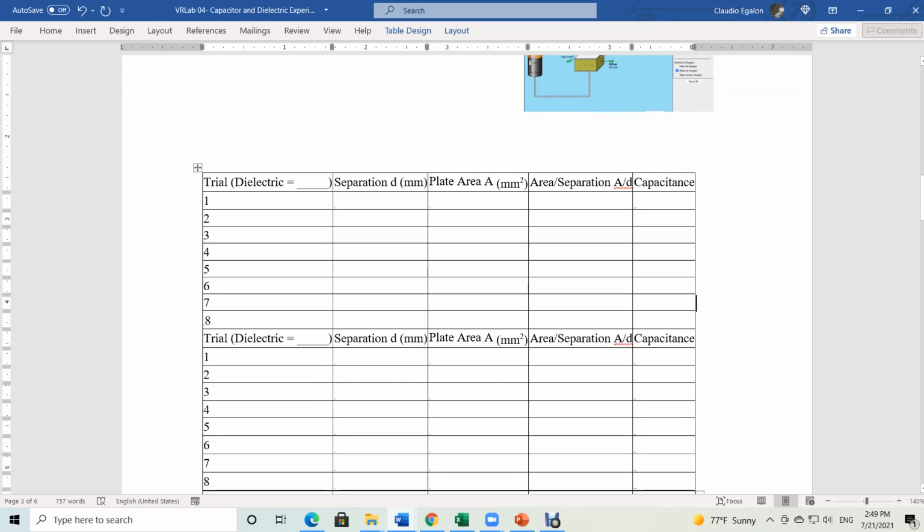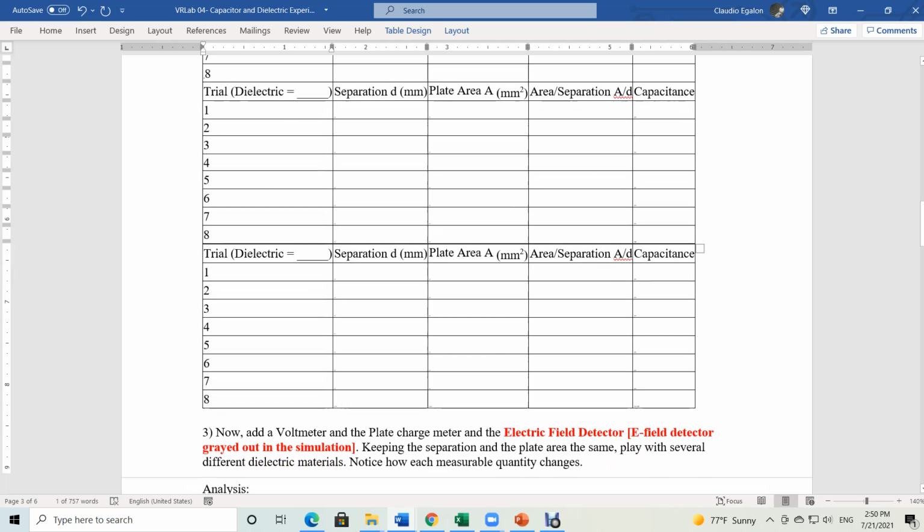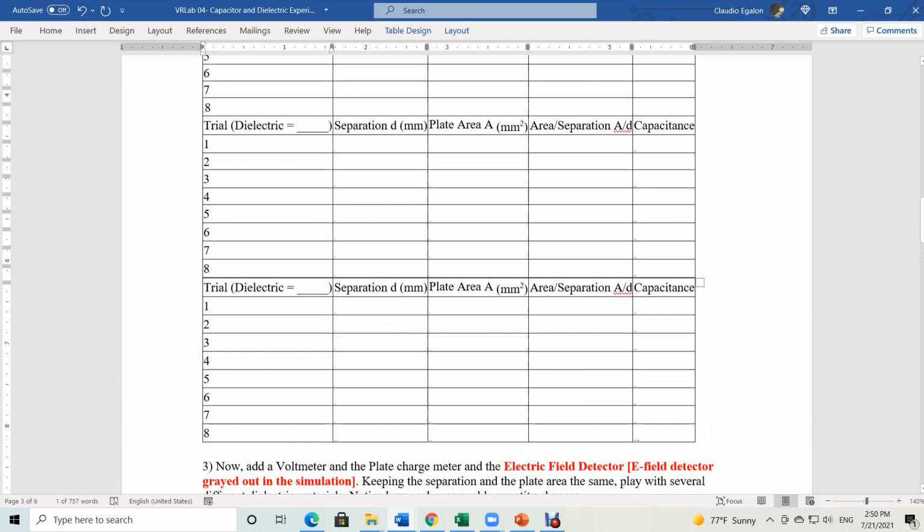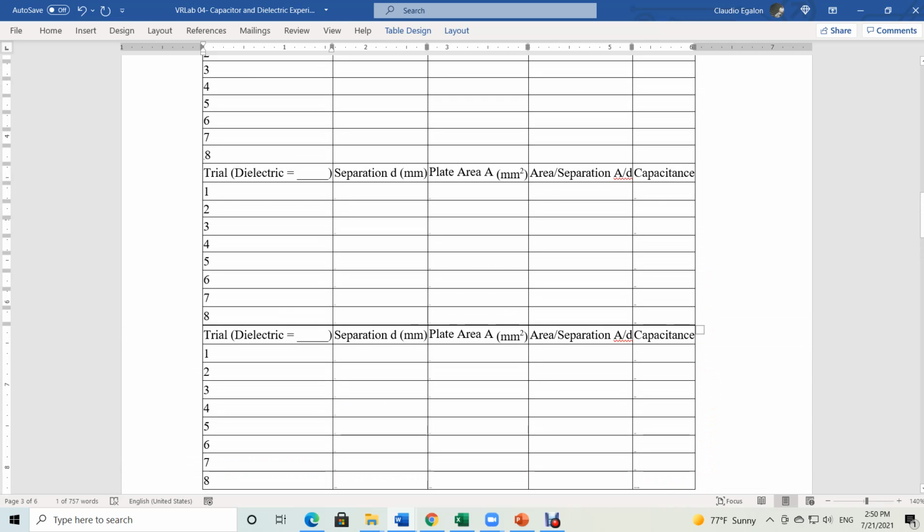So you want to write down the value of the dielectric constant. It has no units. The dielectric constant is a unitless quantity. Okay, let's do 8. No need to do 10. You know what? 2:50. Let's do that.